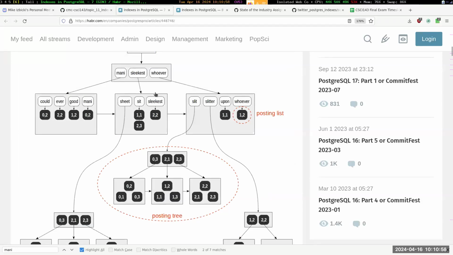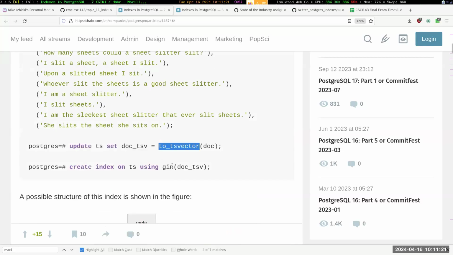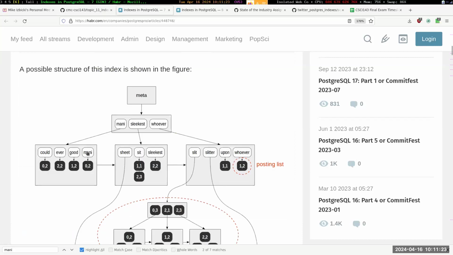So these white boxes, again, come from the TS vector. These black boxes are things that were not explicitly drawn in any of our previous drawings of the B tree, and these black boxes represent the tuple IDs of any matching row that contains whatever this word is up here. So in this case, if we look at the word good, there's only going to be one row in the data set that contains the word good, and it will be stored at position 1, 2.